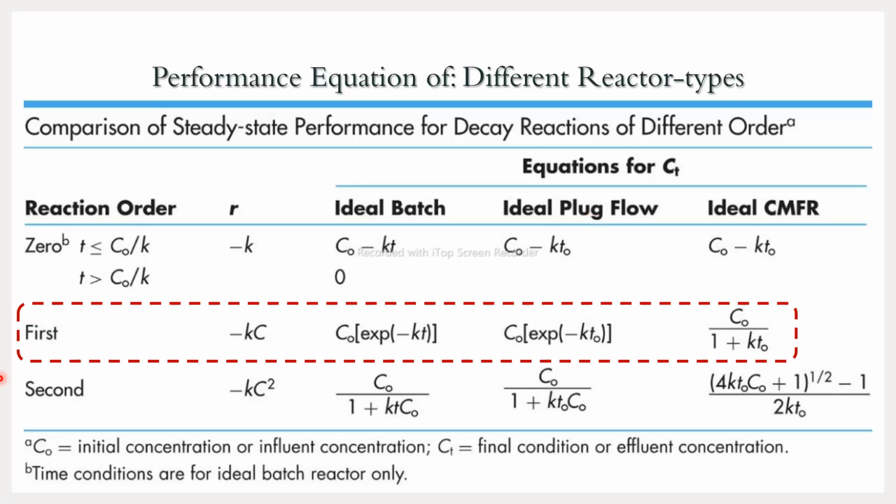For ideal plug flow reactor, first order kinetics, it is C naught into e to the power minus K into T naught. And for ideal CSTR or MFR, it is C naught divided by 1 plus K into T naught. These all three are the expressions of CT. C naught is the initial concentration and CT is the concentration after time T.